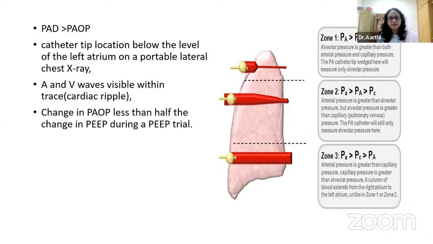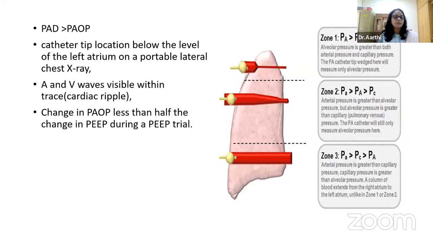So how do we identify that the pulmonary artery catheter is ideally positioned? While measuring, the pulmonary artery diastolic pressure is always higher than the pulmonary artery occlusion pressure, and the catheter tip should be below the level of the left atrium on a lateral chest X-ray, and the A and V waves are visible as a cardiac ripple when you have wedge monitoring waveforms.